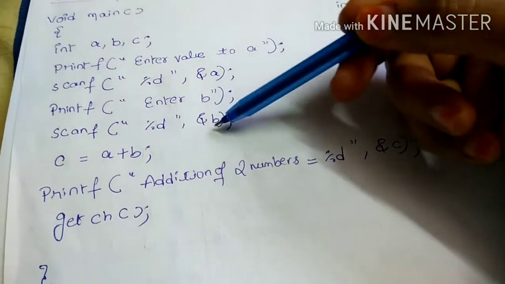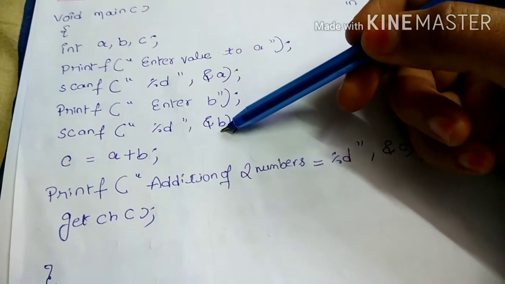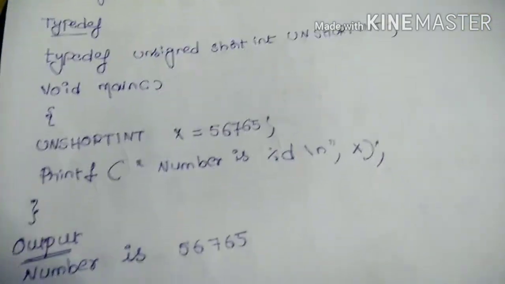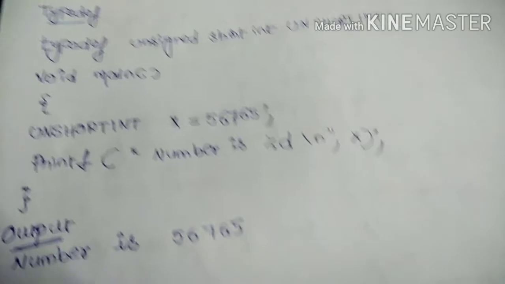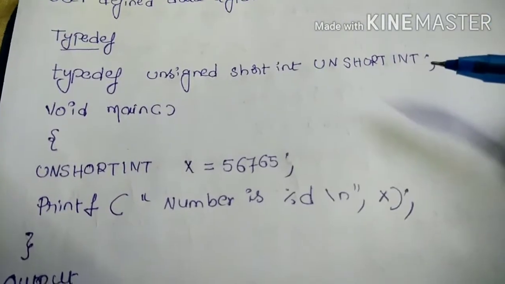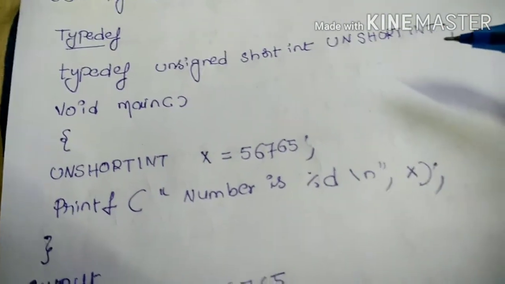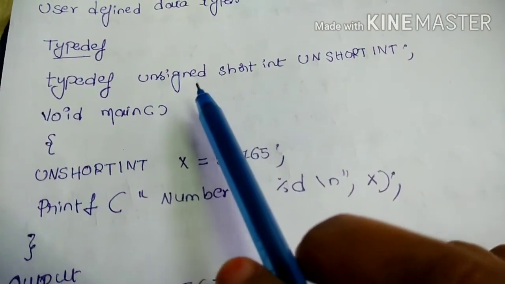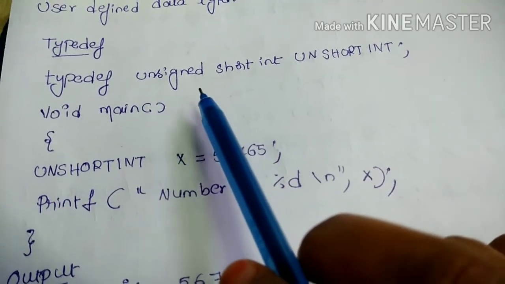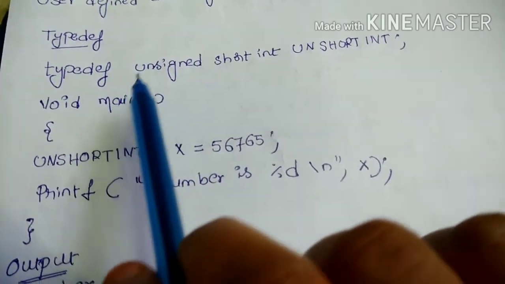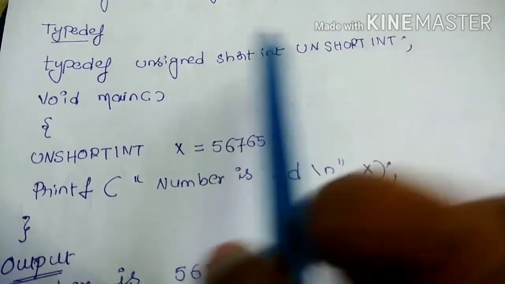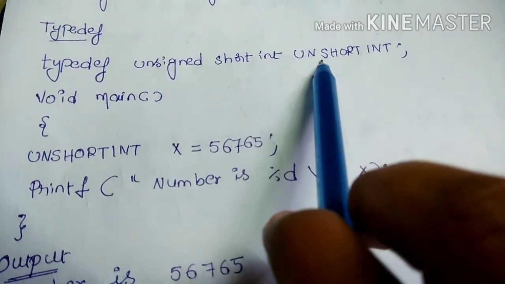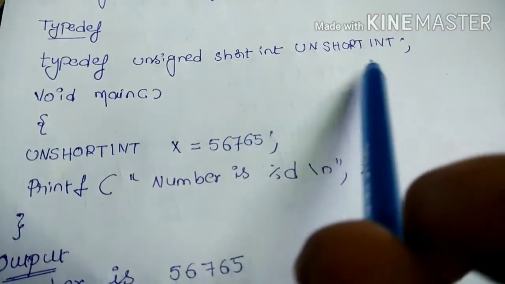So these are all the executable statements. Now let us understand the user defined data types: typedef and enumerated data types. How to write a simple program to understand typedef? By using typedef, we can create our own data type. How to create that? Typedef unsigned short int, and a new name. This is the real data type, unsigned short. So you have created a user defined data type.